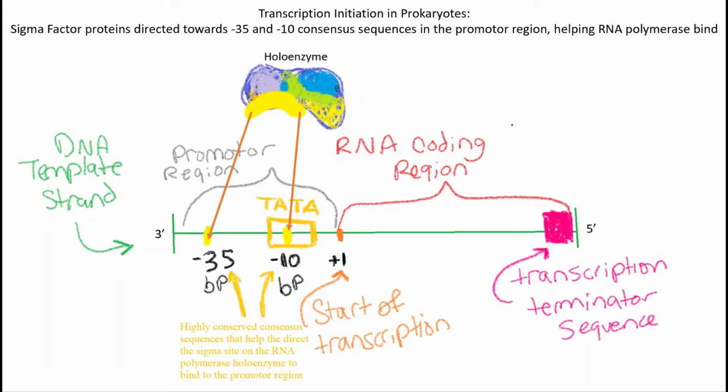Consensus sequences are highly conserved, repeated sequences that serve essential gene functions. The -10 consensus sequence is also known as the TATA box, which is made of repeated adenine and thymine and is especially responsible for sigma factor binding.